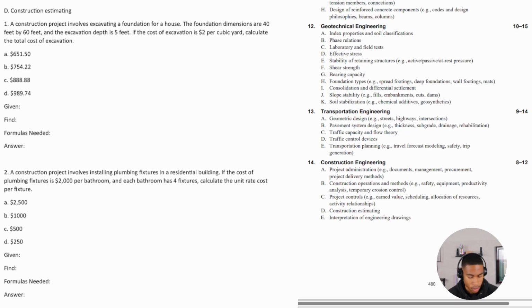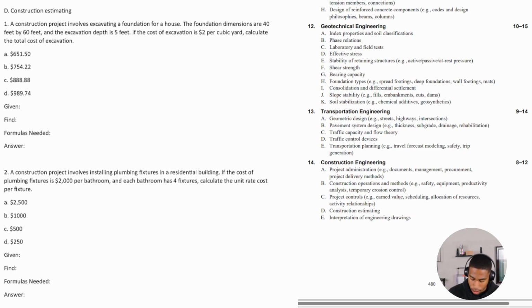So number one says, a construction project involves excavating a foundation for a house. The foundation dimensions are 40 feet by 60 feet, and the excavation depth is 5 feet. If the cost of excavation is $2 per cubic yard, calculate the total cost of excavation. So let's break this down.